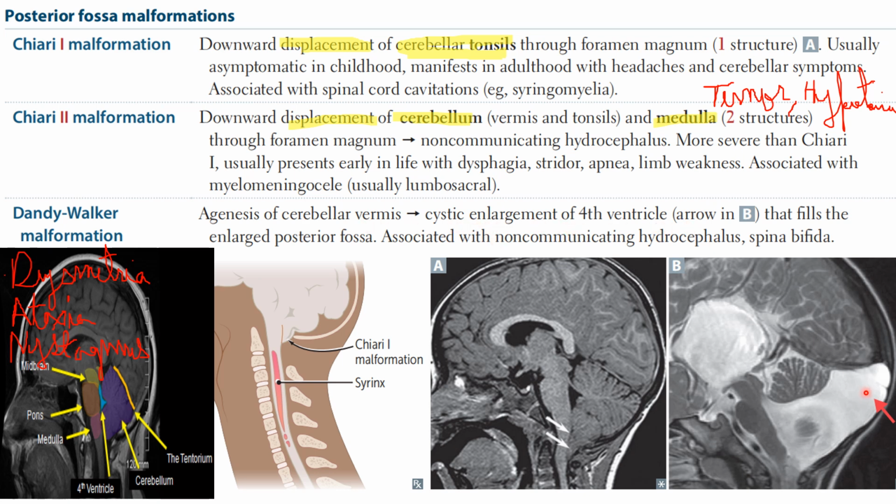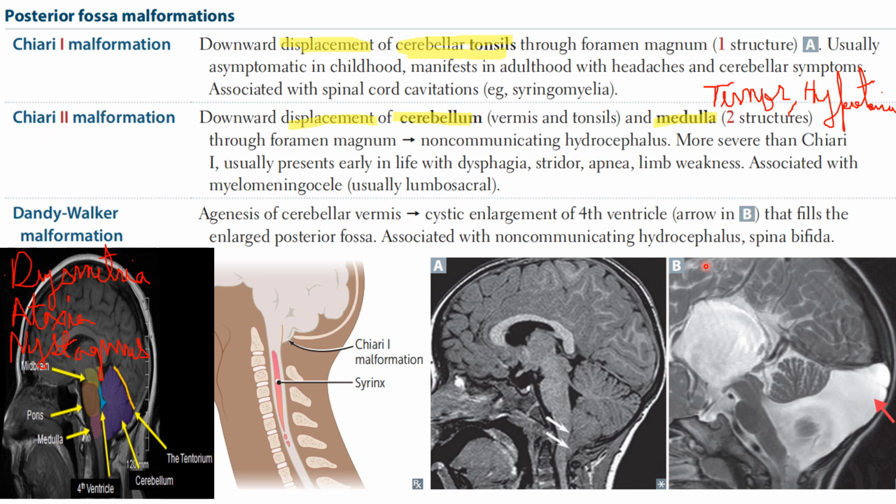Here we can see the fourth ventricle is enlarged, and you can see the arrow B here. And that was the enlarged posterior fossa. So we saw the posterior fossa area, and it's all swelled up. As you can see, everything is enlarged here. So this is what's going to happen, and it's going to be associated with non-communicating hydrocephalus. Again, as we saw in Chiari II, where we saw non-communicating hydrocephalus.